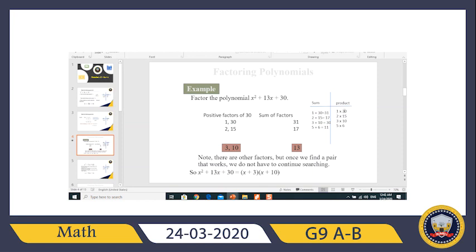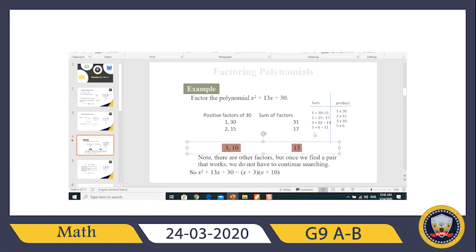Then after writing down the factors of 30, I add each two factors together. 1 plus 30 will give me 31. 2 plus 15 will give me 17. 3 plus 10, 13. 5 plus 6, 11. Which of these two factors, if I add them together, their sum will be 13? Their sum would be 13. Sorry, here I did a mistake. Here is 13. Yes. Okay.